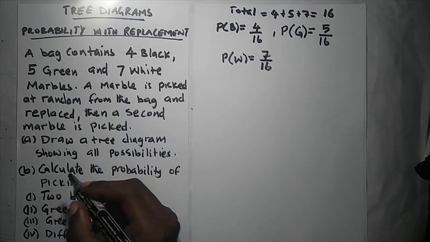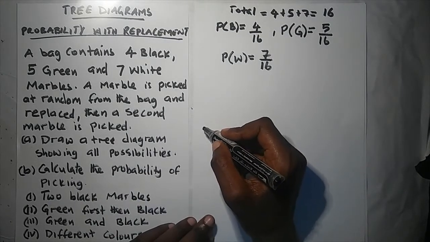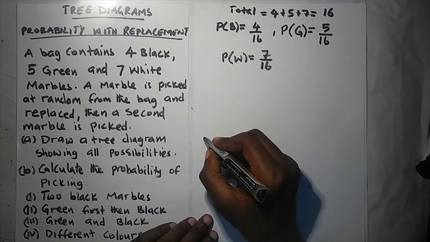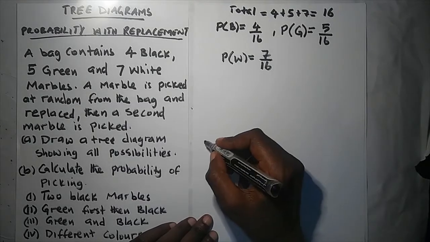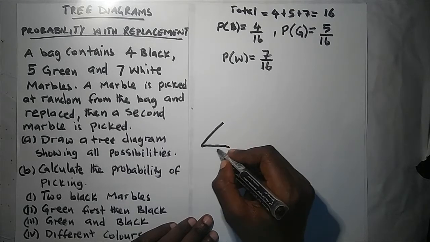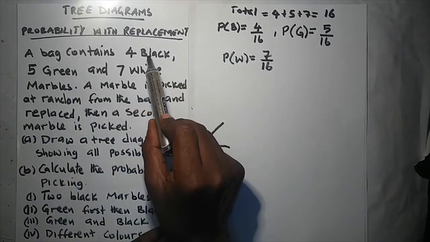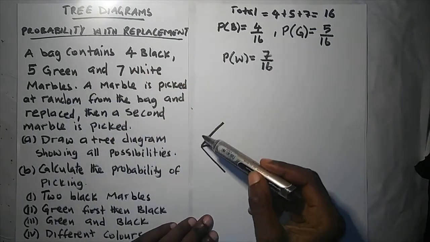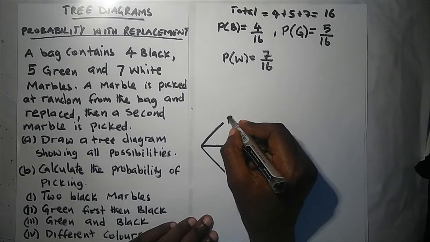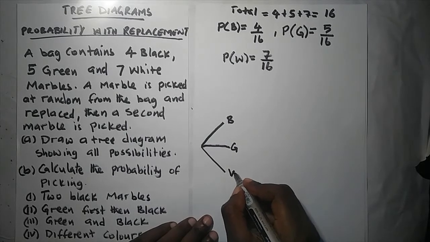The tree diagram will be drawn like this. We start with the branches of the tree. It starts from here, so you must have enough space to draw your tree diagram. You check how many colors you have. We have 3 colors: black, green, and white. So we are going to have 3 branches. Here we have black, here green, which is G, and white here.